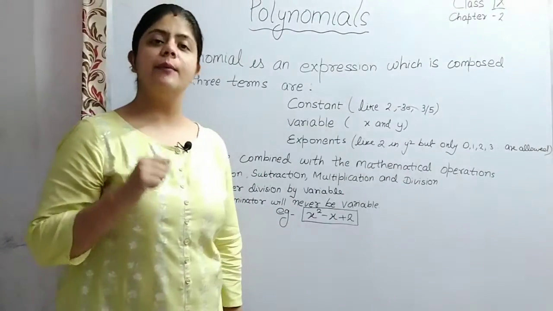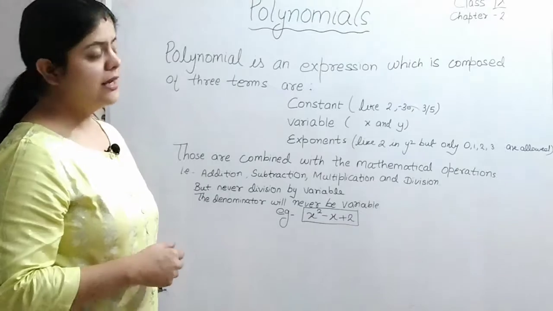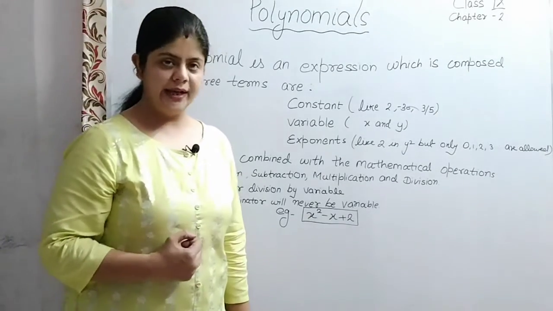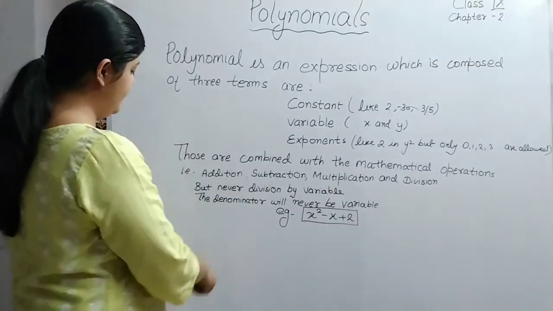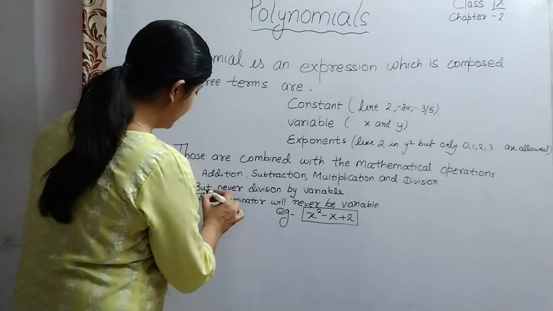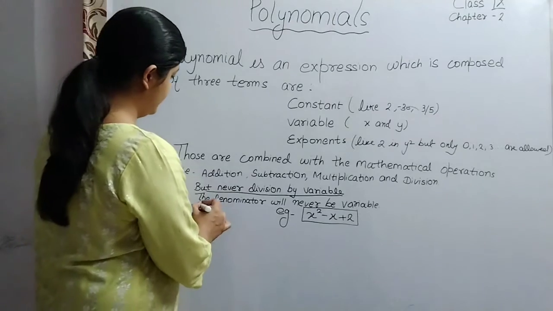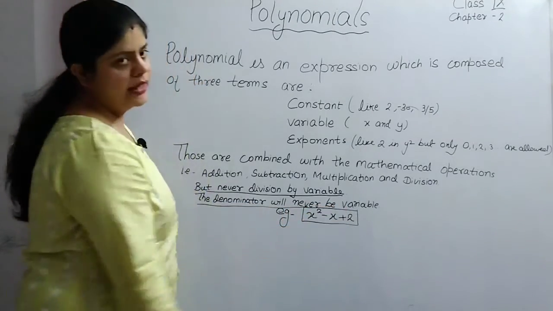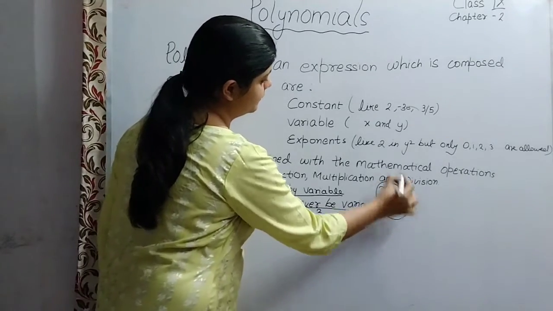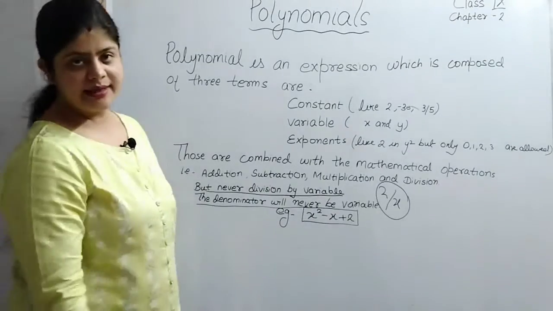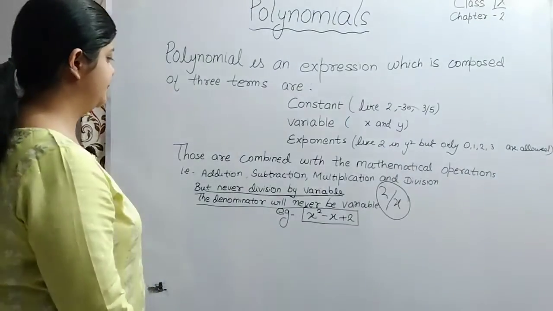Those are combined with mathematical operations like addition, subtraction, multiplication and division, which form a polynomial equation, but never division by a variable. I have underlined this: never division by a variable. We can say the denominator will never be a variable, like 2/x. Okay, now an example of a polynomial equation is x square minus x plus 2.